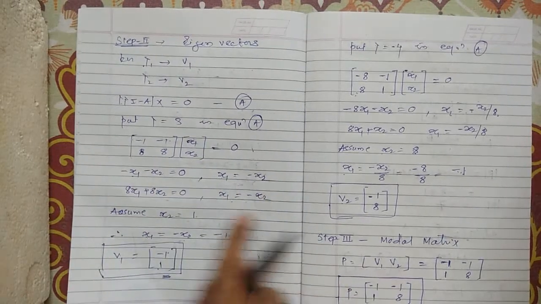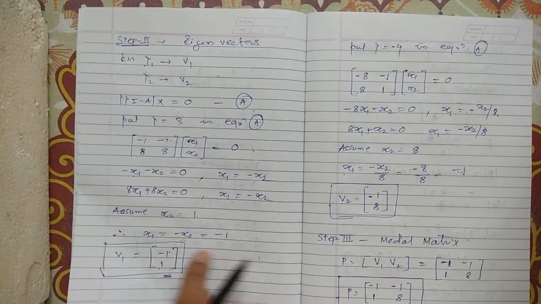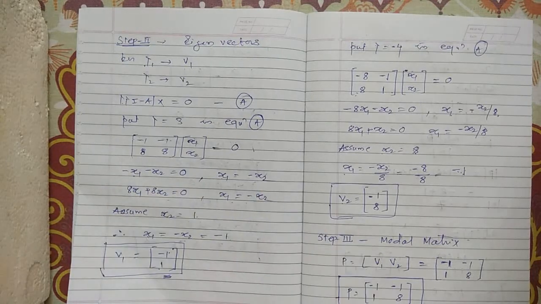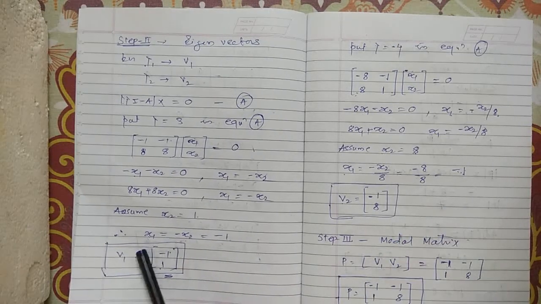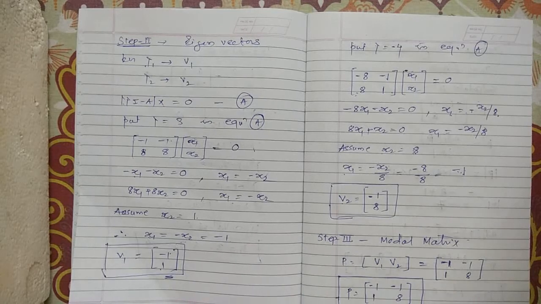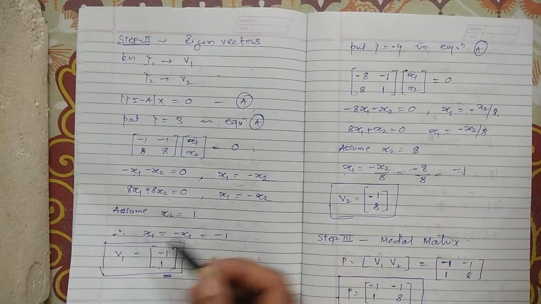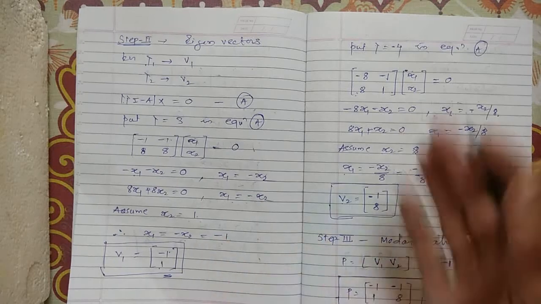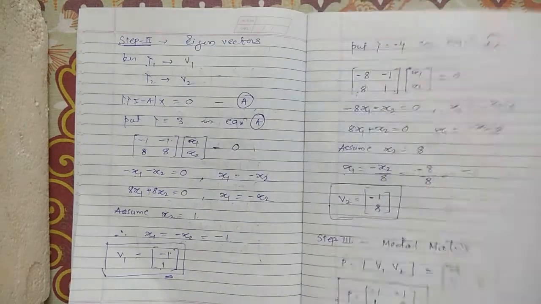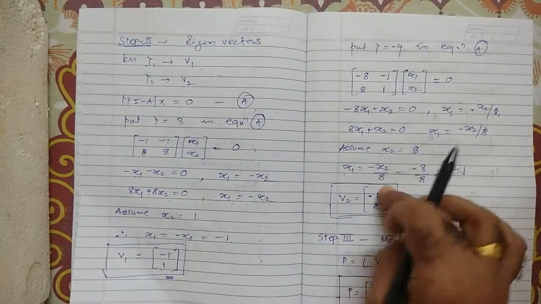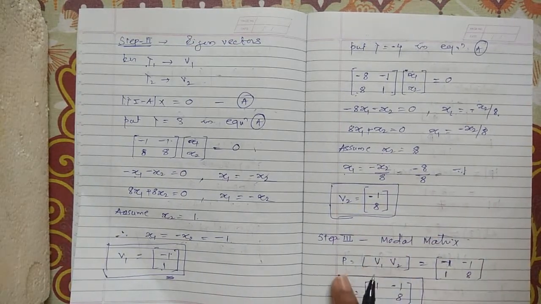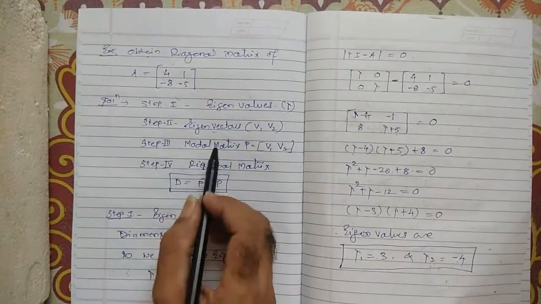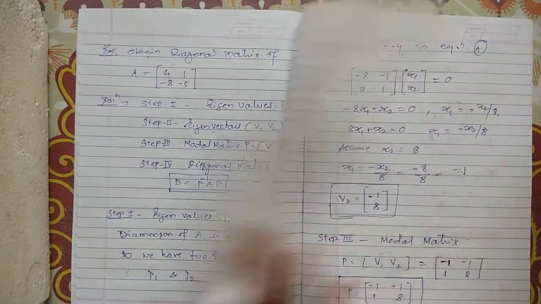So we got the x1, x2 equations, and for lambda 1, x1 should not be 0, it must be non-zero. So we have assumed the value of x2 equals 1, so we got x1 equals minus 1. You can assume any value. You can assume x1 equals 1, so your x2 will be minus 1. Same thing. And similarly we have calculated v2, and that we got here. And then from that we got the modal matrix, that is P equals v1 and v2. That is my third step, v1 and v2.